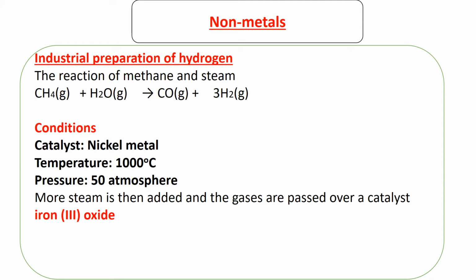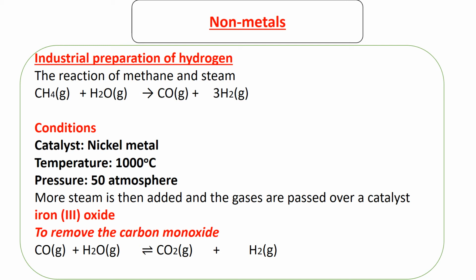There's a reaction which eliminates carbon monoxide and produces carbon dioxide. When carbon monoxide and hydrogen, which have been formed in the first reaction, are passed through iron 3 oxide and more steam is added, more steam basically means water, a reaction occurs. The purpose of the reaction is to remove the carbon monoxide. So this is the reaction. Carbon monoxide will react with water. The hydrogen will just be a spectator. It will just be watching the reaction.